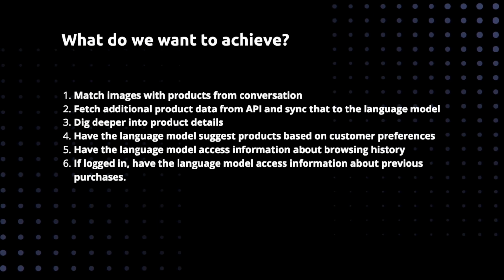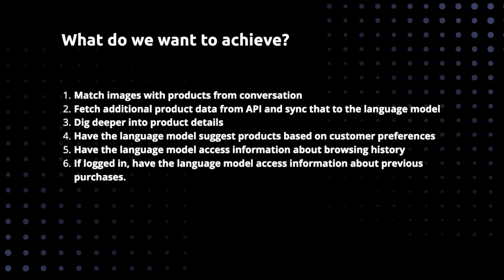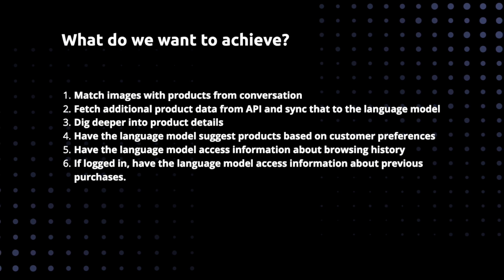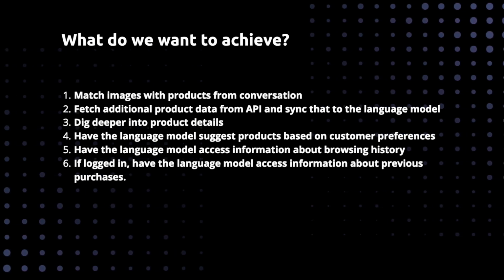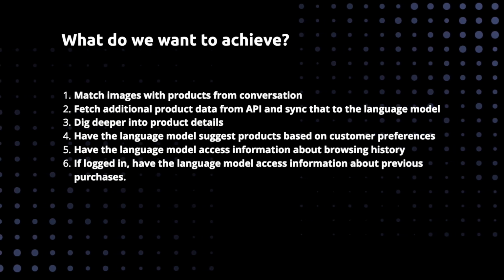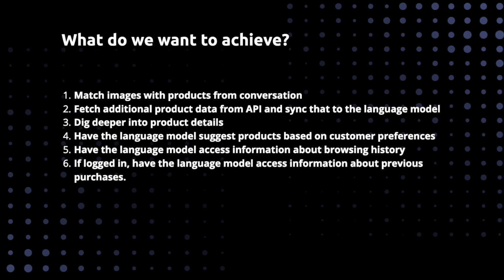So first of all, we want to be able to match images with products from the conversation with the language model. Then we might want to fetch additional product data from an external API, data that's not available in the vector store, and sync that to the language model. And we want the language model to be able to dig deeper into product details if that is what is requested by the customer. So this is need to have.